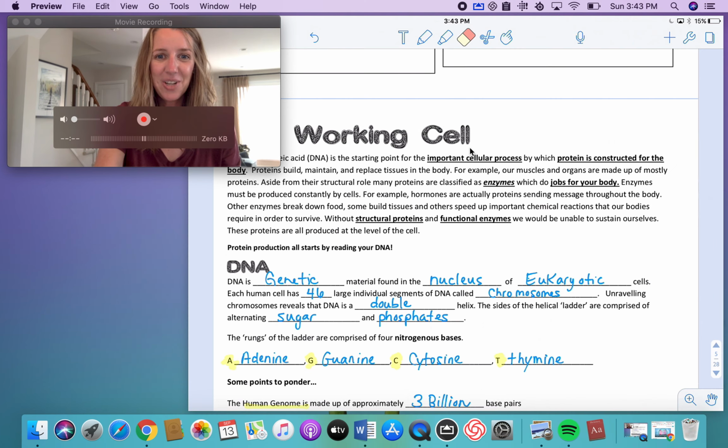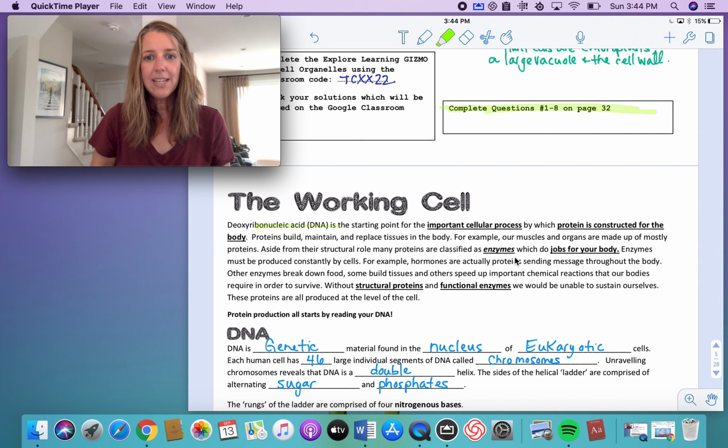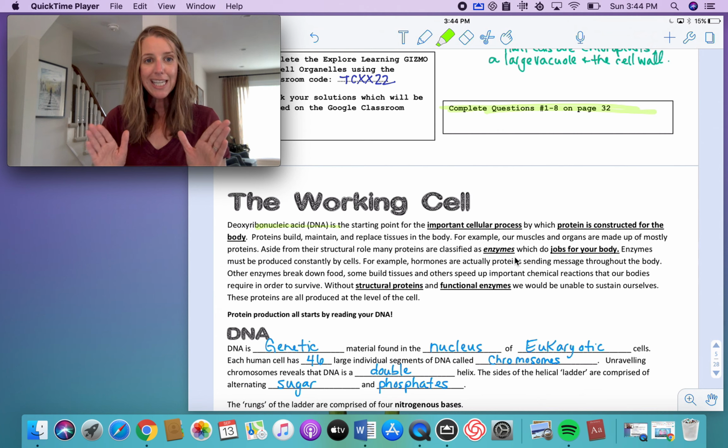So here we go. The working cell. What is this all about? Well, we know that DNA, which again stands for deoxyribonucleic acid, is the starting point for important cell processes, and this is where proteins get made. Aside from the structural role, proteins can also be classified as things like enzymes, which help to break down or do jobs within the cell. And also, when the cell makes proteins, some of those structures can be a structural component. It might be a functional part like an enzyme. We'll get into those details.